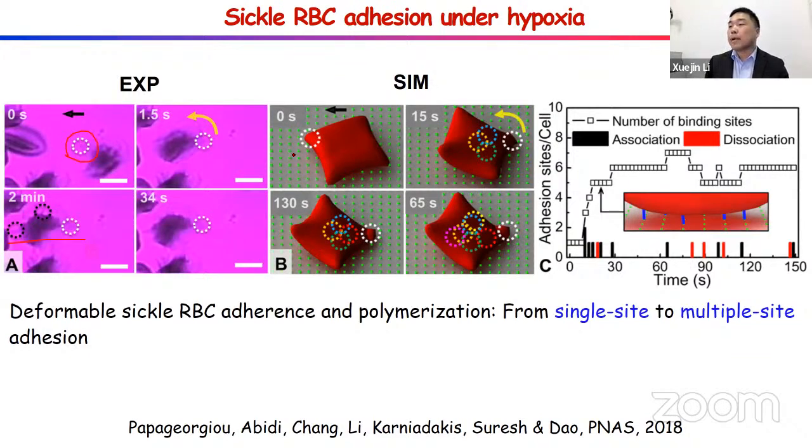You can see in the very beginning, there is only 1 adhesion site for these sickle cells. Then more adhesion sites form. Finally, there are at least 5 adhesion sites for these deformable sickle red blood cells. And in the right figure, we show the bond counts during the dynamic bond formation and dissociation process. You can see that the adhesion sites increase, then approach a constant with time, right? This is for the deformable sickle red blood cells.